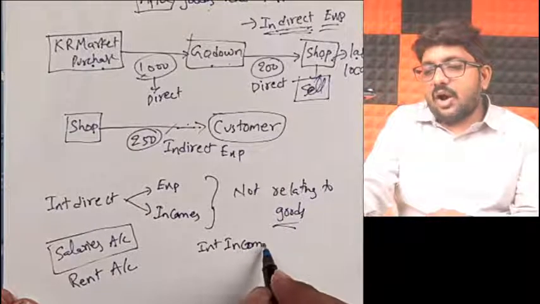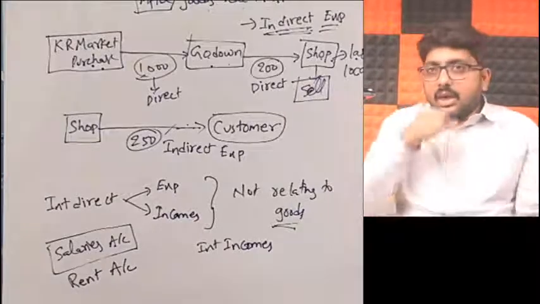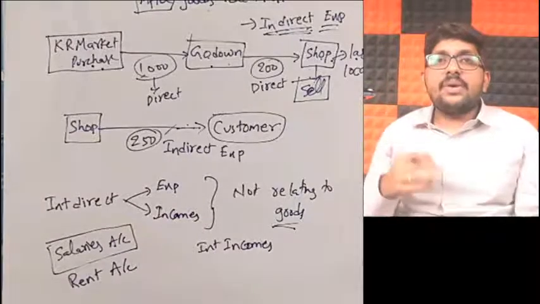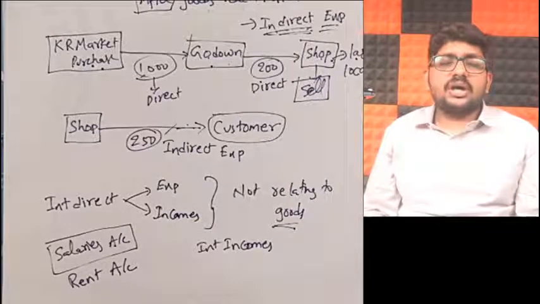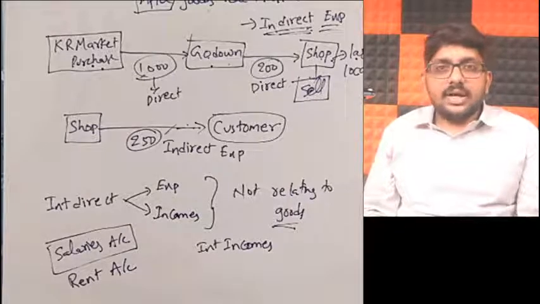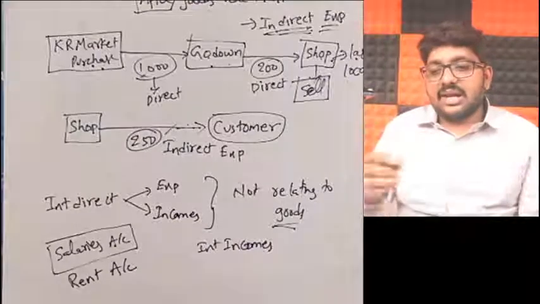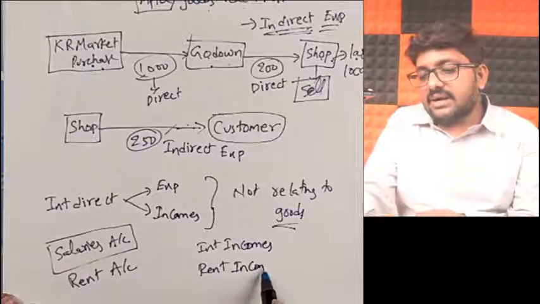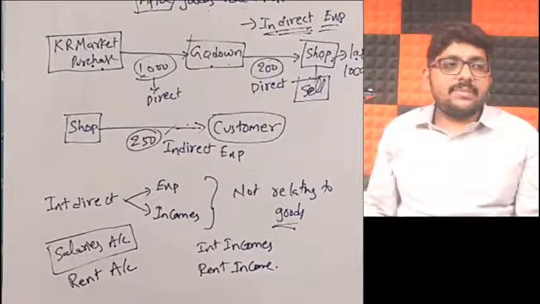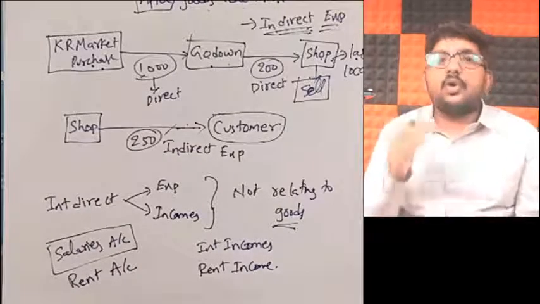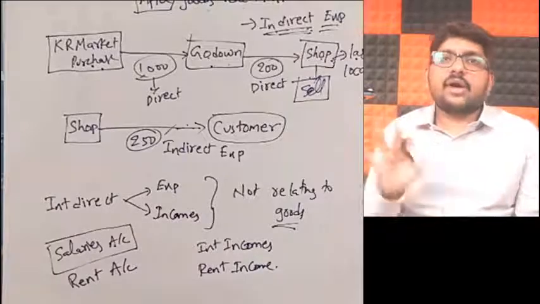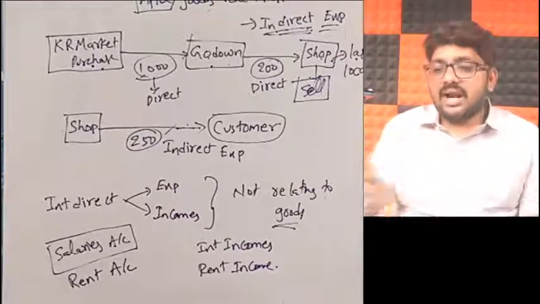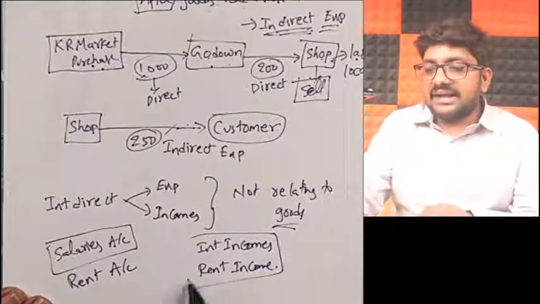Interest income depends on how much deposits or investment you have made. So it is not in relation to goods. Similarly, rent income, for example, is also my indirect income. Why? Because rent income does not depend on my goods. Whether goods are there or not, I will get my rent because I'm giving my asset on rent. Understanding, friends? So these are all my indirect incomes.